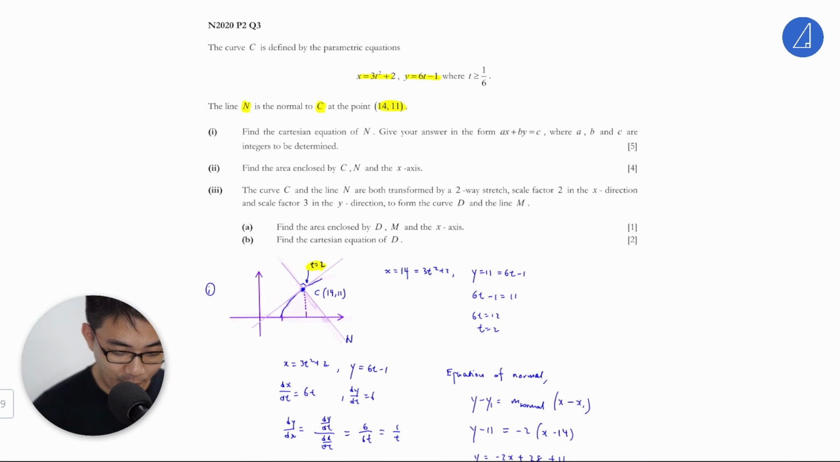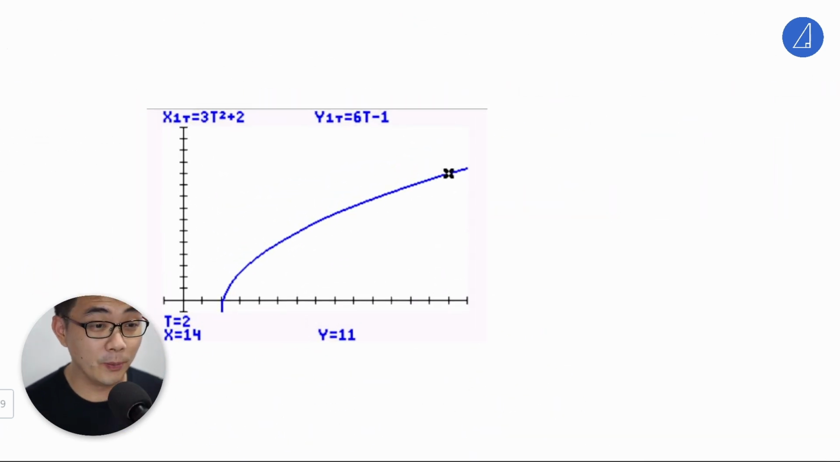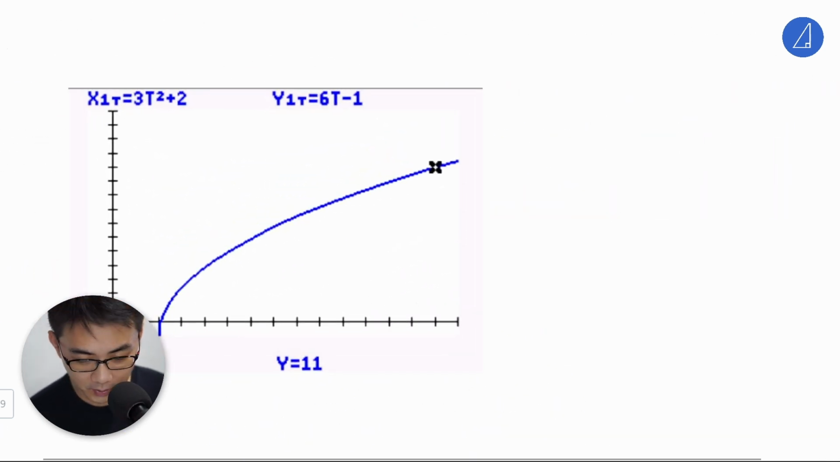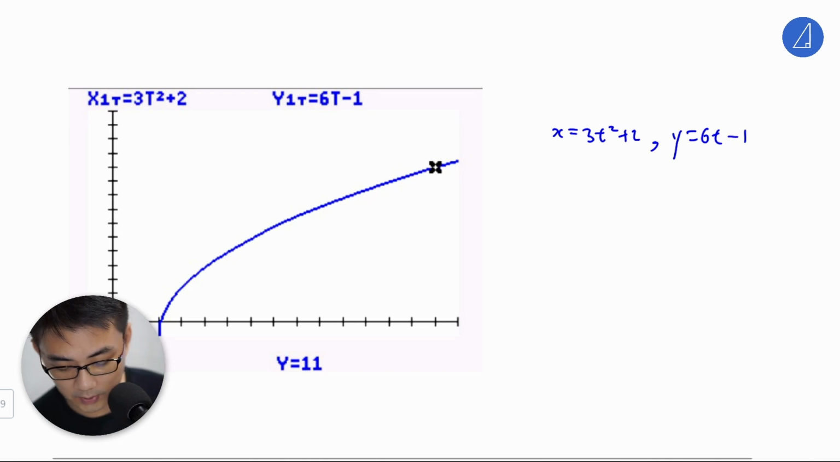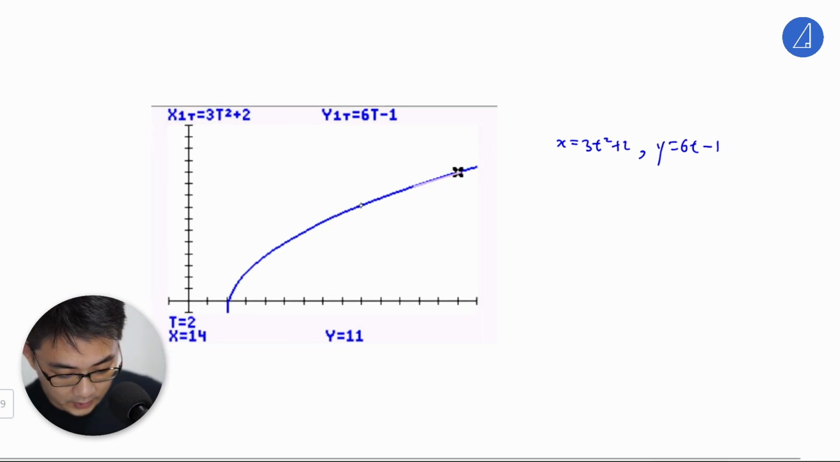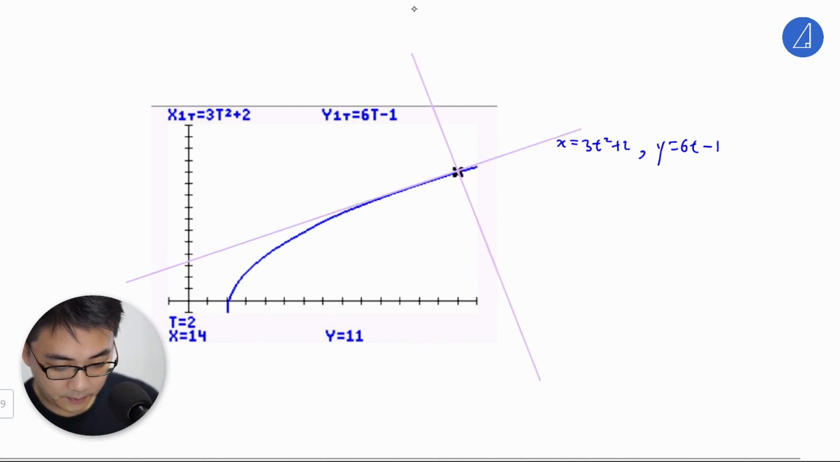So let me just move on, I just copied the graph from the GC. So there goes, this is y equals 6t minus 1. So what we now need is actually, this is a tangent. Of course, this is not the line which we are interested in. We want this normal. Here, of course, we have the x-axis here.